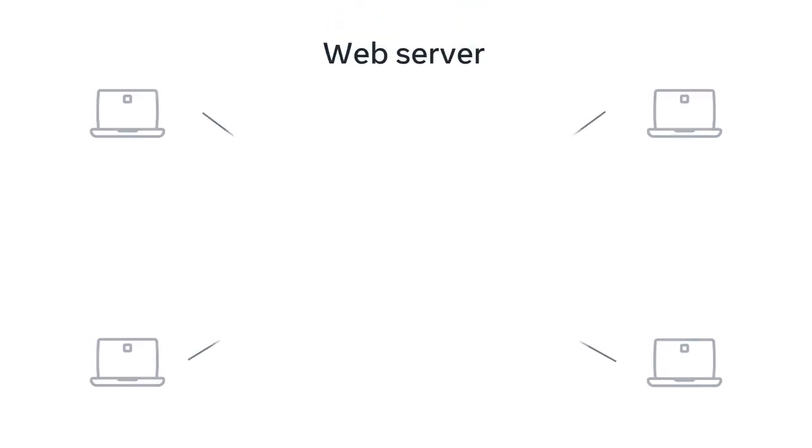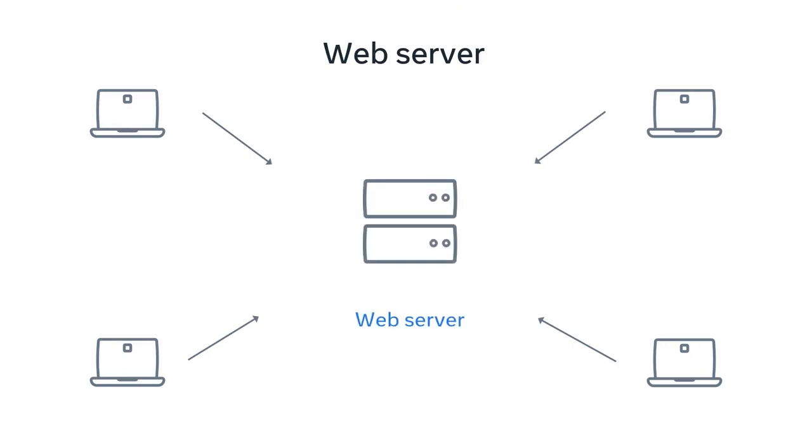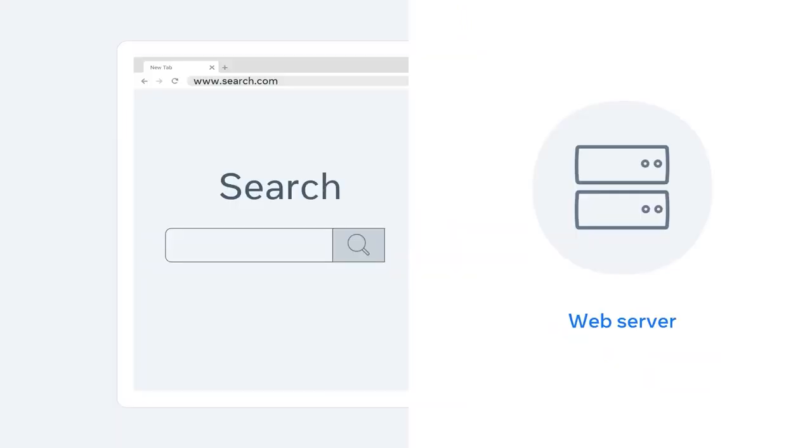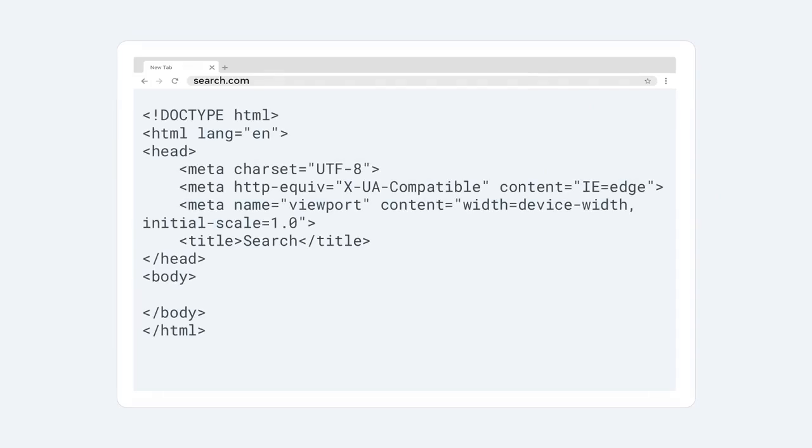The web server is a special type of computer that allows other computers to make requests for data. The web server responds by sending a web page back to the browser. Once the browser receives all the response information, the search engine web page is made visible. The web page is a coded document that is rendered by the browser and then presented visually to you, the end user.